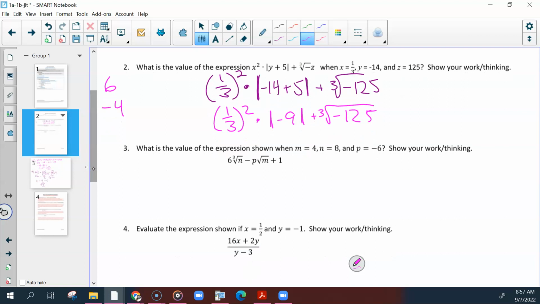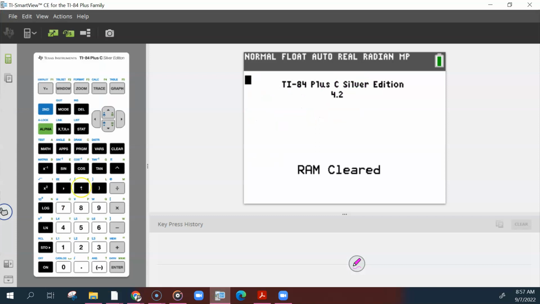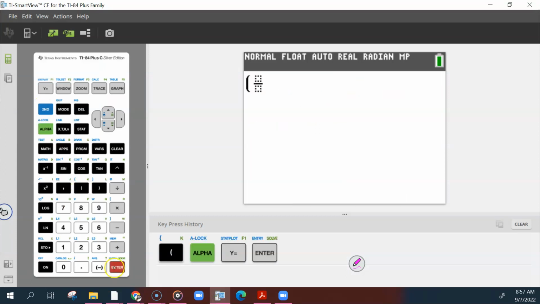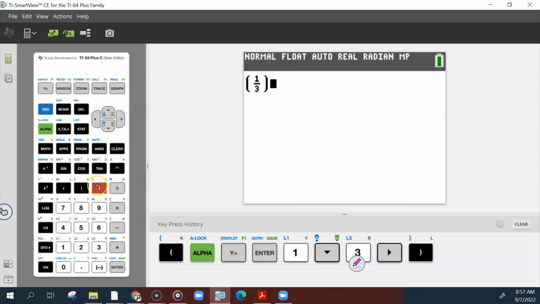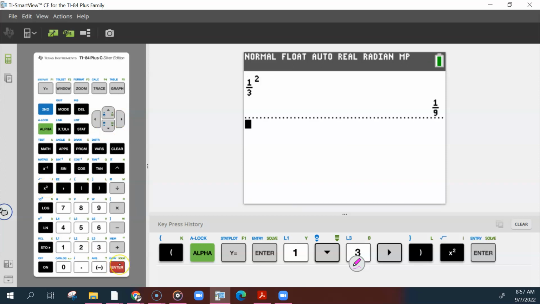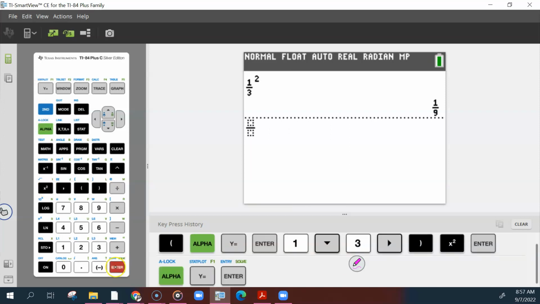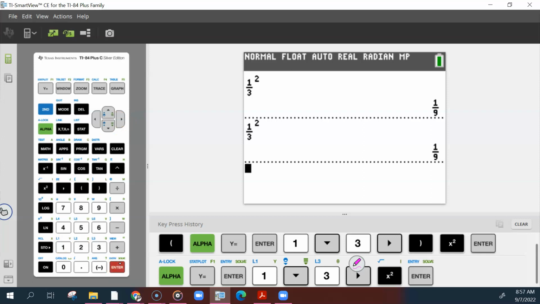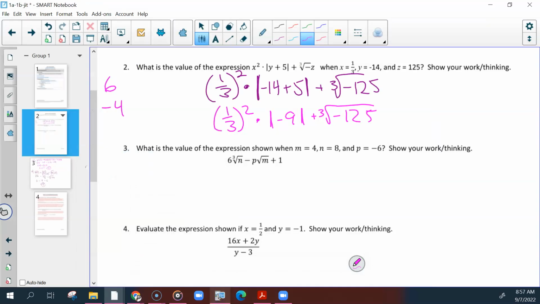When you put this in your calculator, you can use parentheses and then put the square on the outside. So what I mean by that is put this in parentheses and outside of that, square it. But if you didn't do that, you'd get the same thing. If it was negative, though, you should probably put it in parentheses. But what this is really doing is squaring the numerator and the denominator. So 1/9 is what that becomes.